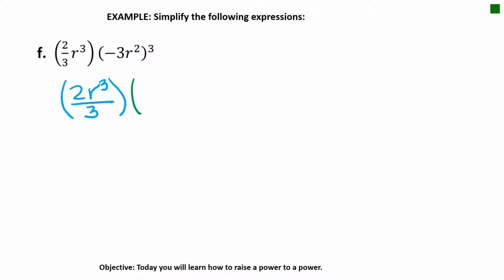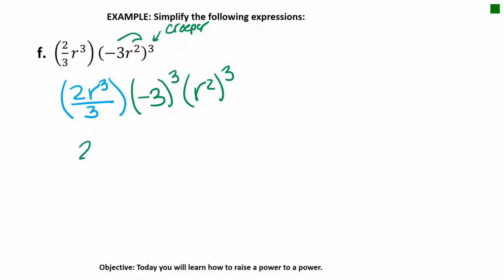Then over here, I've got a creeper, and I have a creeper looking at two separate things. So I'm going to take the -3 and give it the creeper of 3. And I'm going to take the r squared and give it the creeper of 3.